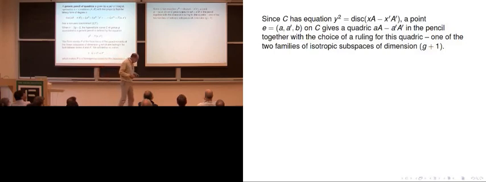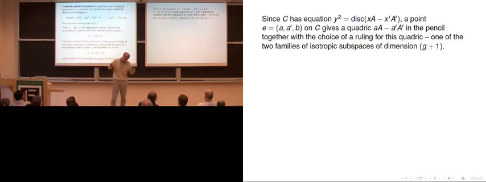Now, the discriminant tells you where the two different families of maximal isotropic subspaces are defined. They're defined over the square root of the discriminant, that extension. So to take a square root of this discriminant is picking out one of the families of isotropic subspaces of dimension g plus 1. You know that on even dimensional quadrics, there are two families of maximal isotropic subspaces. And the point on the curve tells you a quadric and one of the two families.